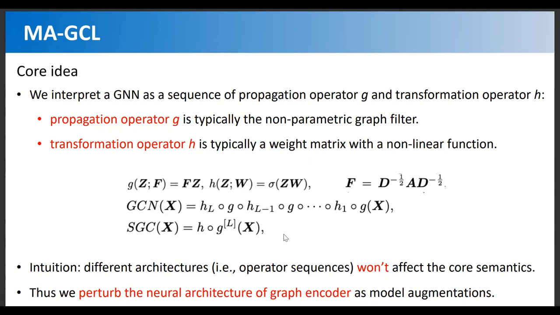We interpret a GNN as a sequence of propagation operators and transformation operators, and each specific GNN encoder can be interpreted as such a sequence. For example, a GCN can be interpreted as an iterative sequence based on the two operators. So our intuition is that different GNN architectures won't affect the core semantics. So we perturb the GNN encoder instead to generate a model augmentation.